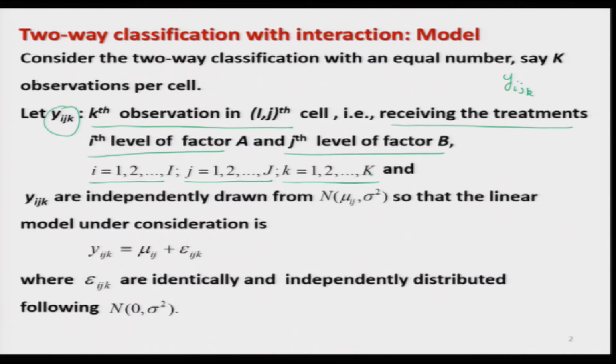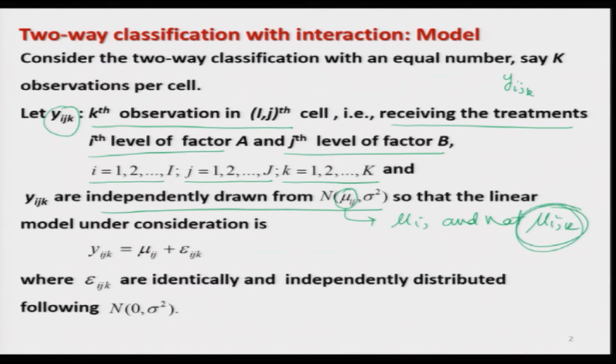And these y_ijk are independently drawn from the normal population with mean mu_ij and variance sigma square. One thing I would like to clarify here is that I am taking the mean here as mu_ij, and it is not mu_ijk. Remember one thing, sometimes people get confused with this. Because here there are only two factors A and B on which you are taking the observation, that is why you need to have only mu_ij. Well, in case you are going for three-way classification, then obviously we will consider mu_ijk. That is the point where we have to be very clear.